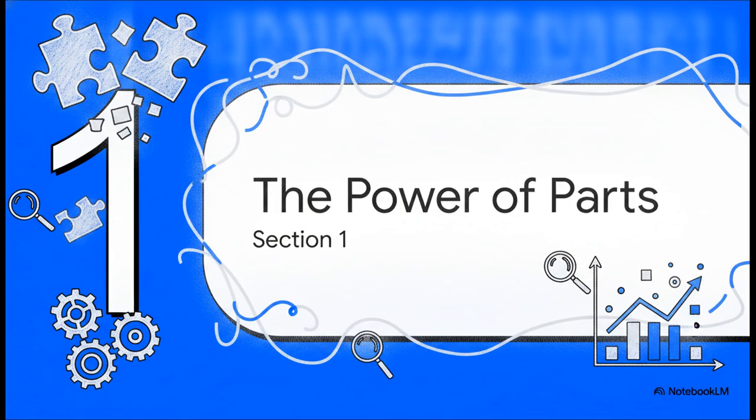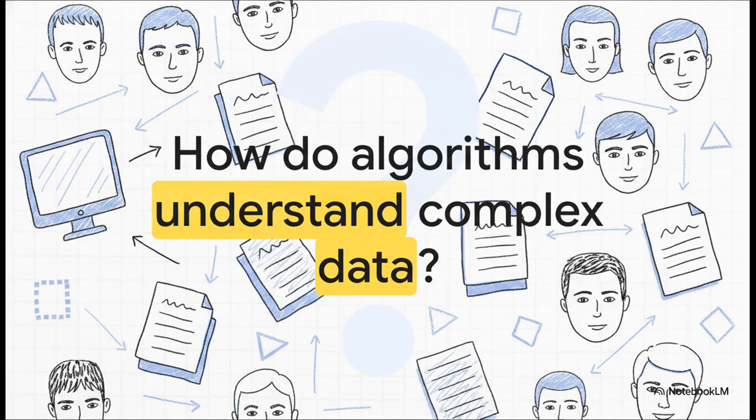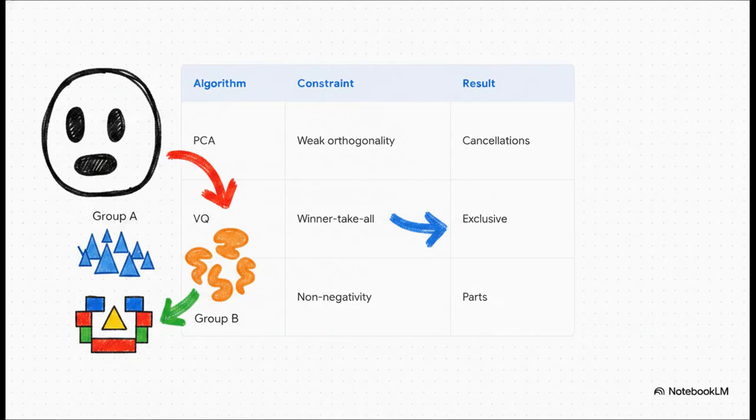Let's set up the fundamental problem researchers were facing here. Imagine you hand a computer thousands of images of faces, or maybe thousands of text documents, right? And you give it absolutely no labels. The core question is this: how do unsupervised learning algorithms actually understand complex, multivariate data? How in the world do they make sense of all that information and find those hidden patterns without a human sitting there guiding them?